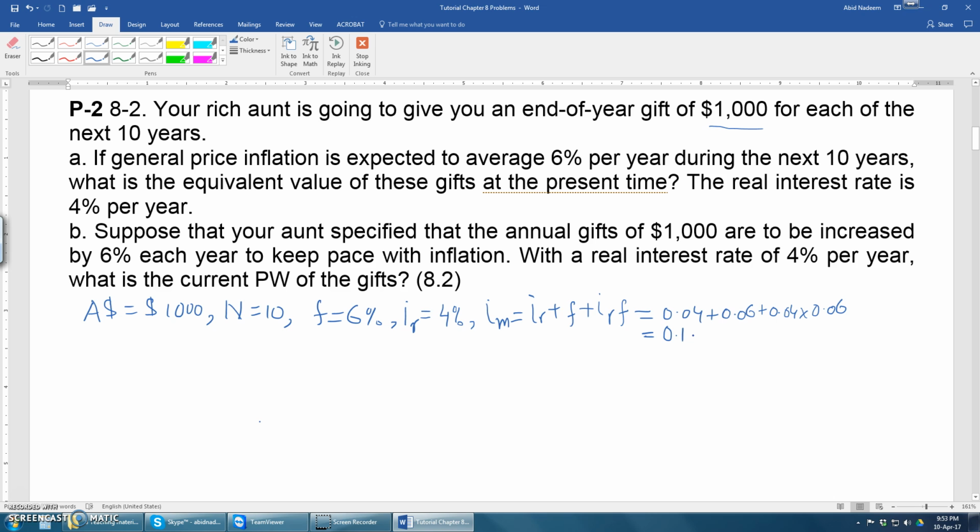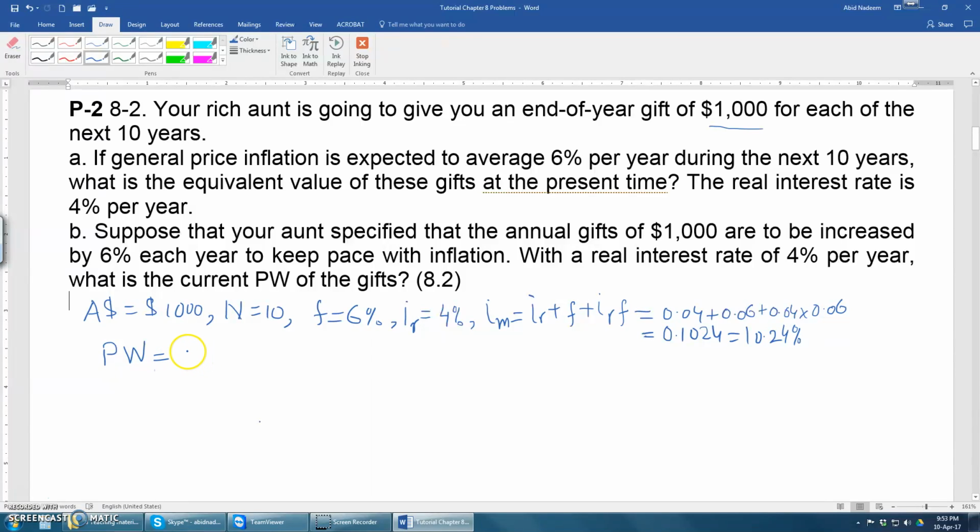So this will be equal to 0.1024, or 10.24%. Now we can use this market interest rate to find the unknown value, which is the equivalent value of these gifts at the present time. So you need to find the equivalent of these gifts at the present time, which means that you need to find the present worth.